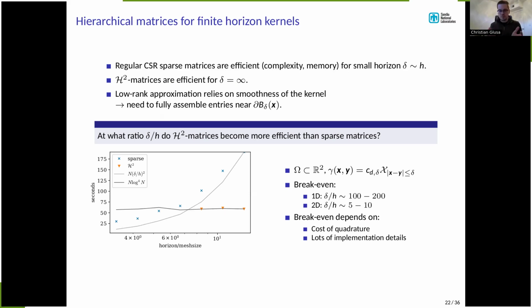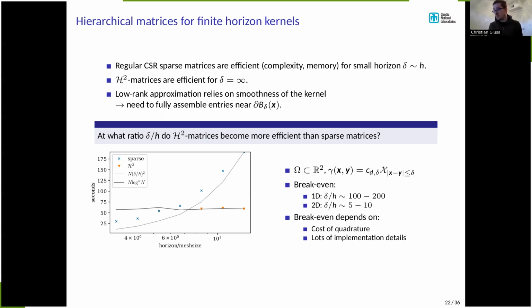In practice, it will depend on a lot of things, like the type of the kernel, because that influences the types of quadrature rules that we can use, which quadrature rules we're using, and how efficient your implementation is, both for the sparse matrix assembly and the hierarchical assembly. So these are rough guidelines of where this happens to be the case for my code.